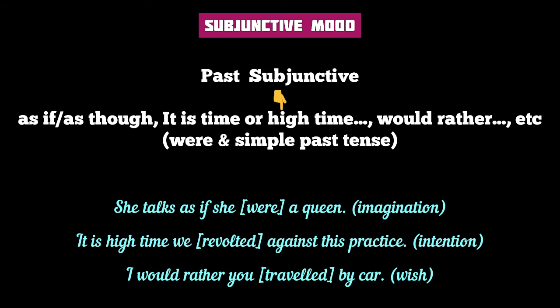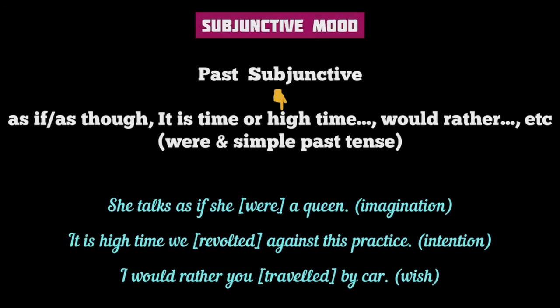I would rather you travelled by car. Here the expression would rather denotes a wish. Therefore, in this sentence pattern, the verb travelled is in the past subjunctive mood. This sentence simply means I want you to travel by car.